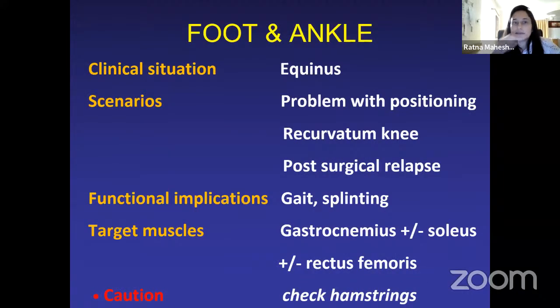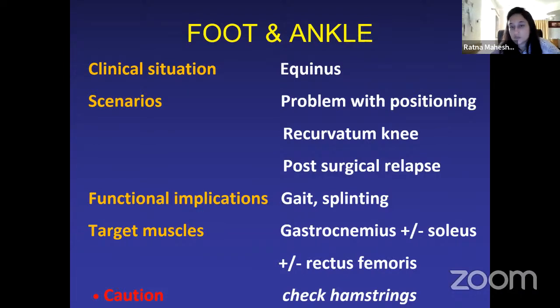And with equinus, we know that when the children land on the toe, there's a very, very active plantar flexion, knee extension coupling, which happens because the ground reaction force is so ahead. And that pushes the knee behind. So there's often a recurvatum knee. This is causing functional implications with the gait. This can cause problems even with using splints. And therefore, here we are going to target the gastro.